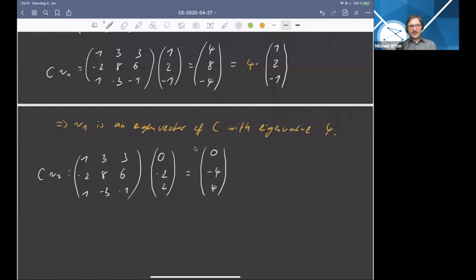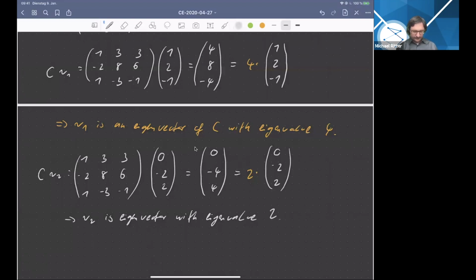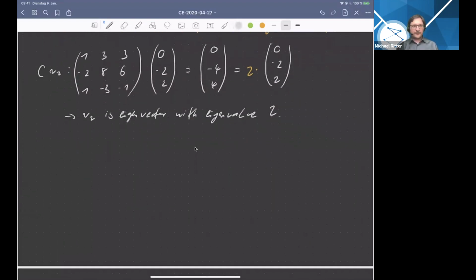So again, you can see that we get a multiple of the vector that we just put in. And this time, it's 2 times the original vector, 0, minus 2, 2. So V2 is again an eigenvector of C, this time with eigenvalue 2. And once more, C times V3, the last one here.